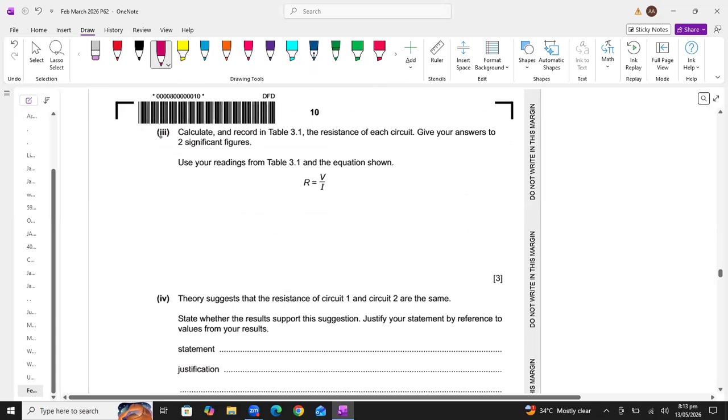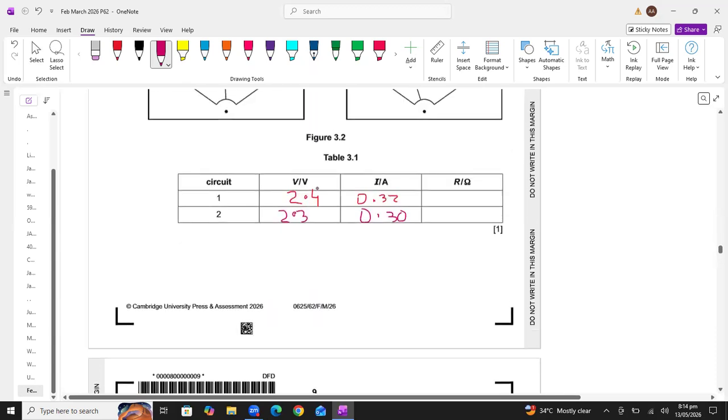Now in part 3, they are saying calculate and record in table 3.1 the resistance of each circuit. Give your answers to two significant figures. So it means we have to write the answer in two significant figures and we have to calculate the resistance. R is equals to V upon I. So let me tell you one interesting thing, beta, that in the ATP paper, you don't need to memorize any formula. As you can see, yesterday we solved questions number 1 and 2, all formulas were given. Similarly, beta, you can see Ohm's law is given, that is R is equals to V upon I. So we have to solve this calculation, beta, and find the resistance of circuit 1 and resistance of circuit 2. All right.